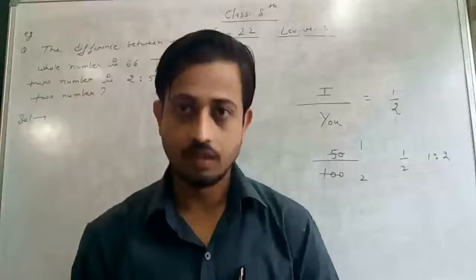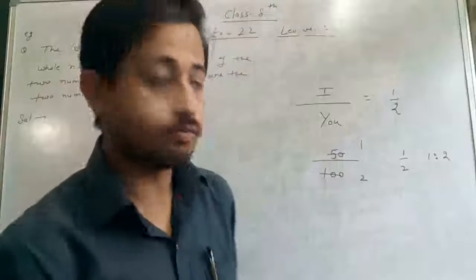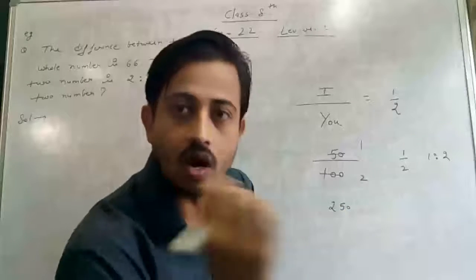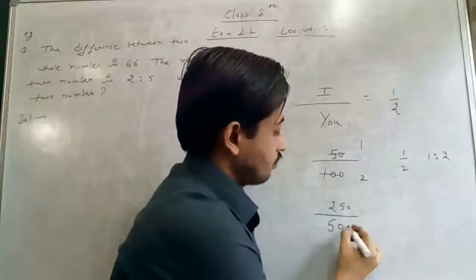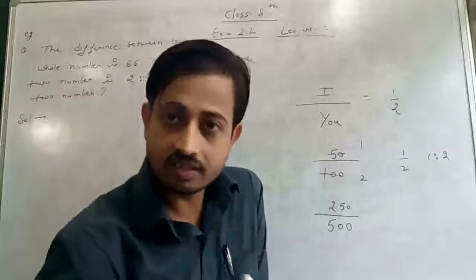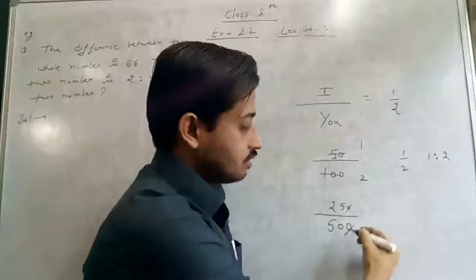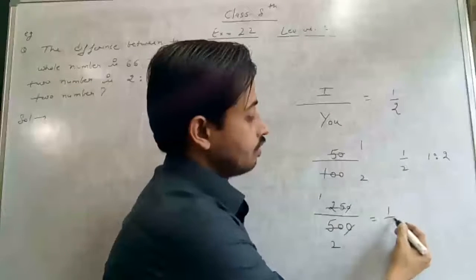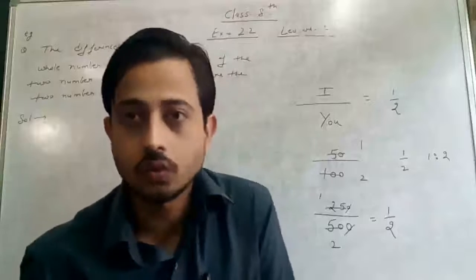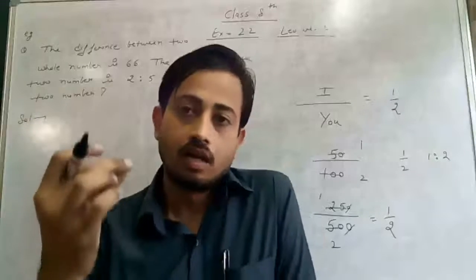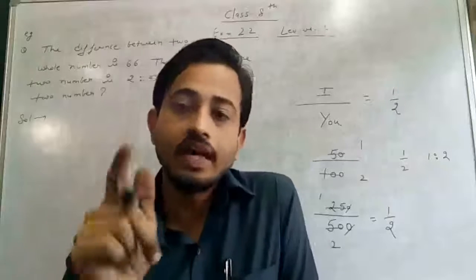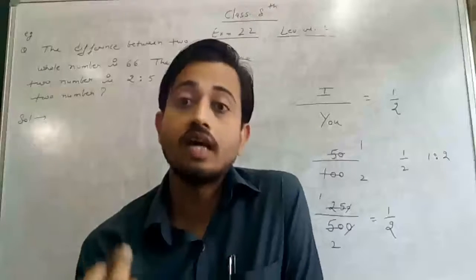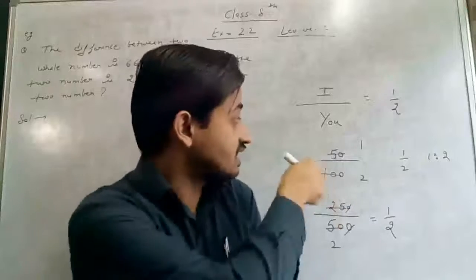I'm going to take another example. If I have 250 rupees and you have 500 rupees, the 0 will be cancelled out with the 0. And again 25 ones are 25, 25 twos are 50. We get 1/2. Again the ratio is 1:2. It indicates the ratio between me and you is 1:2. But we cannot find out the actual amount that we have.